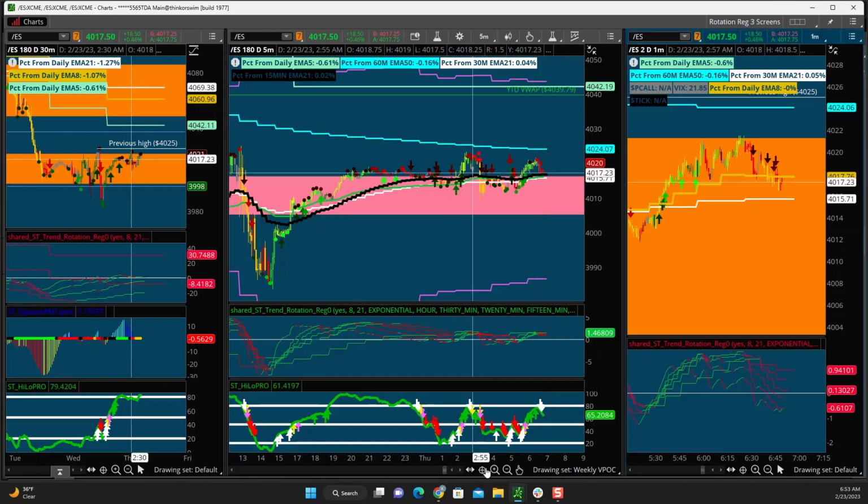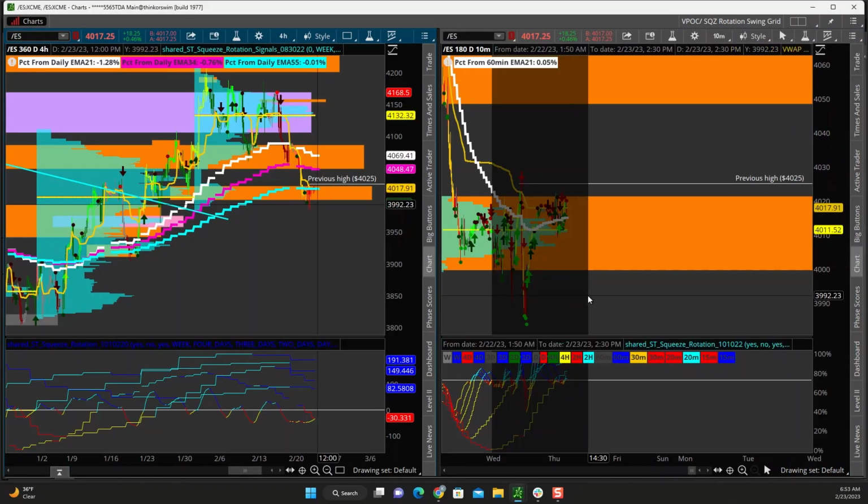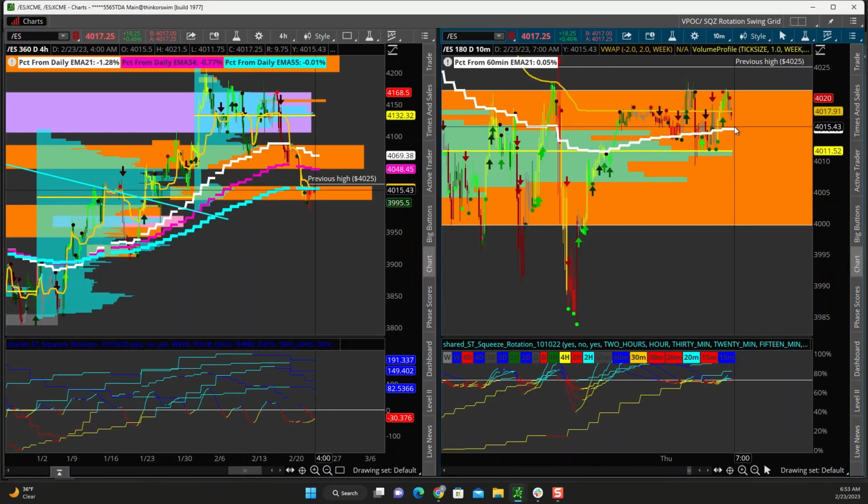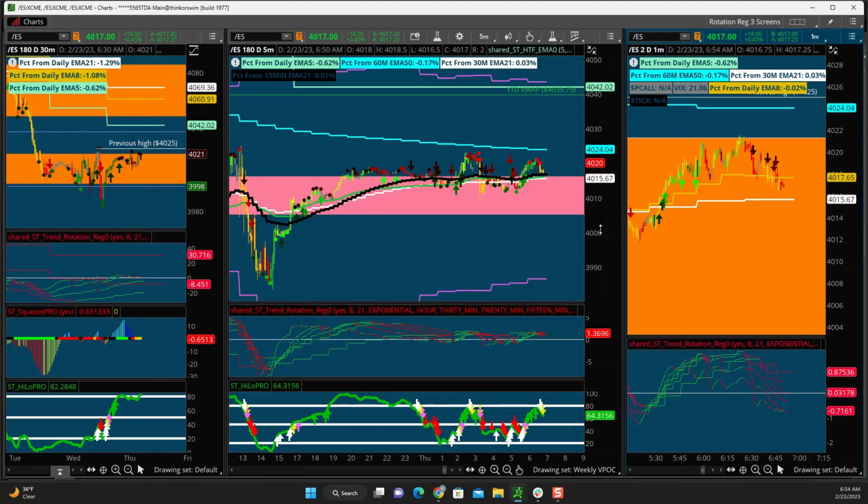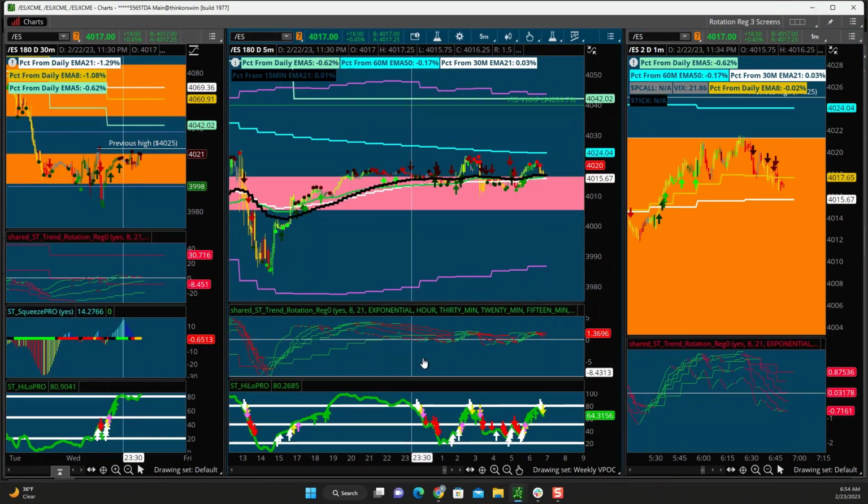One other thing I did not point out is that price did reclaim the hourly 21 EMA. So once again, this is the weekly volume profile. So we're above it, and we're also above the hourly 21 EMA. So multiple factors looking like the bounce may happen if it does in fact break 4025. All right, so that's the explanation and all the big picture there.